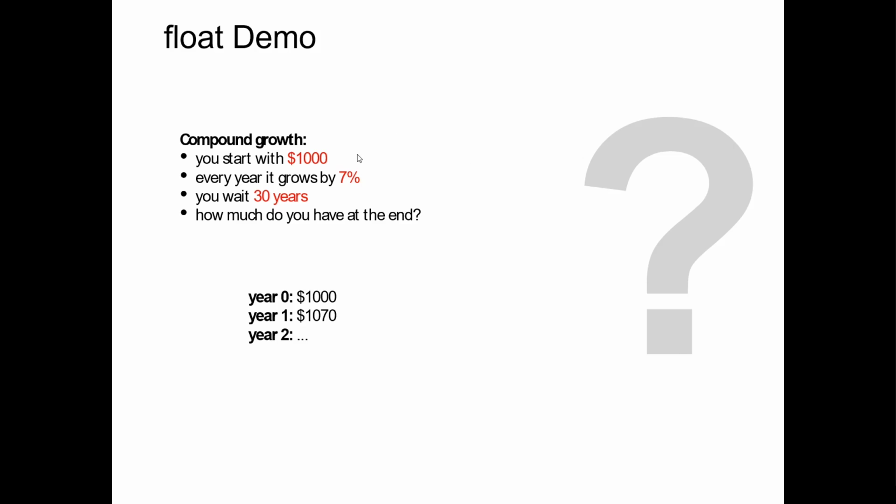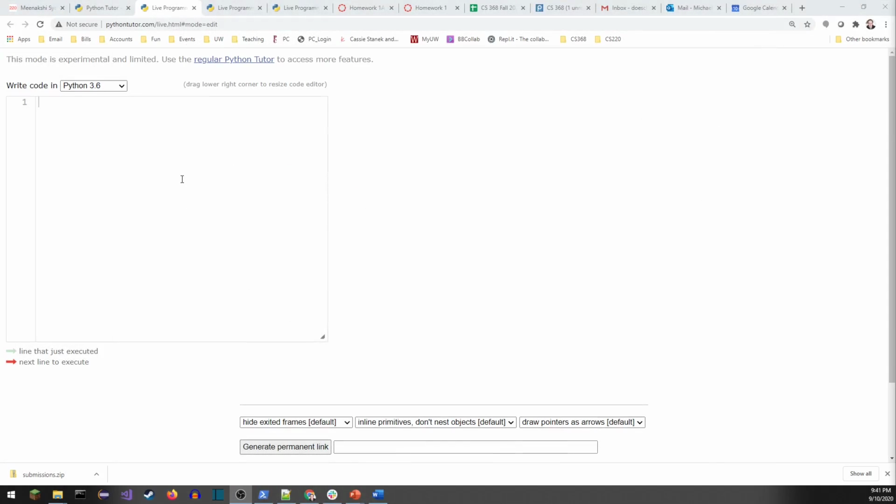All right, so here's what we're doing. I'm going to start with $1,000. We're going to have the interest be 7%, and we're going to wait 30 years and just see how much money we have at the end of 30 years of accumulating interest at 7%. All right, so I'm going to hop over to Python Tutor and start taking a look at this problem.